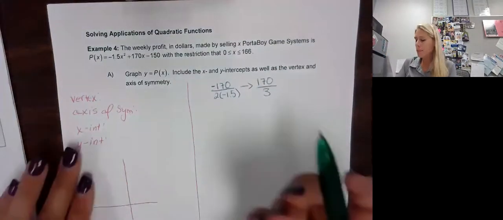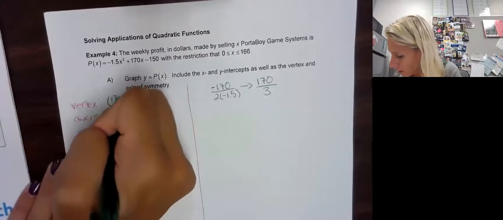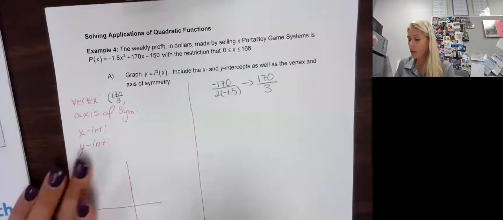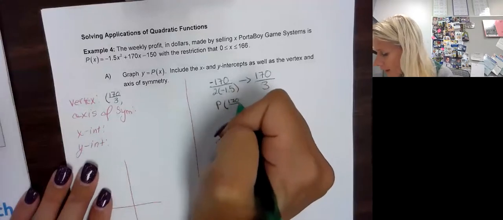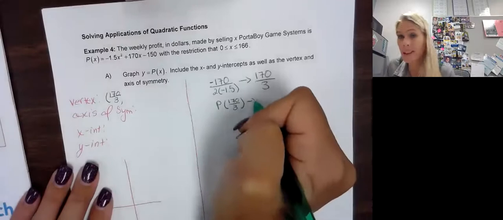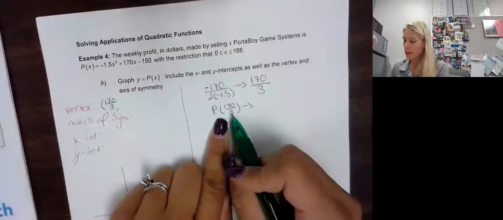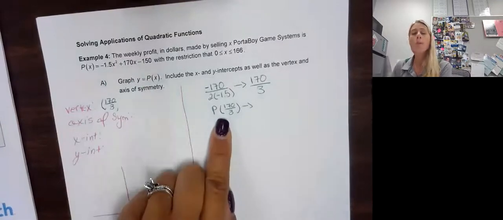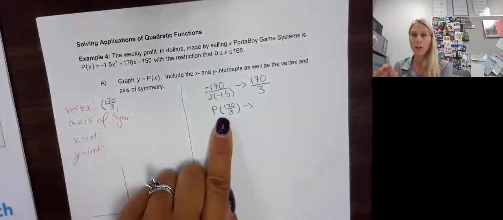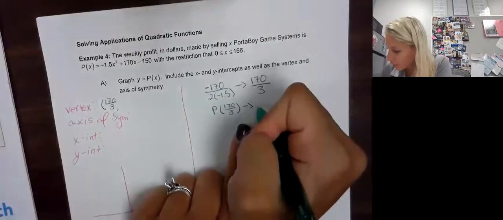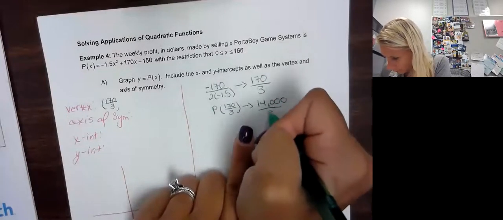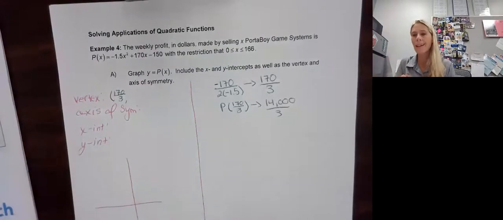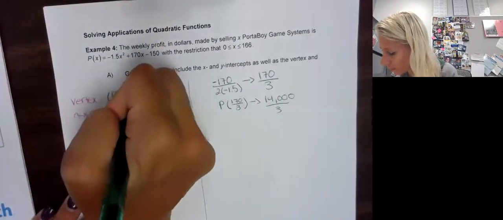Not to mention, this is the x value, and to find the y value, I have to plug in. It's easier to use the fraction than the repeating decimal because you might be estimating. So when you plug in 170 over 3 for each of your x's, do not forget to put parentheses around the fraction itself. Pause the video, try it out, and hopefully you come out with this answer of 14,000 over 3. Make sure that you're plugging it in the calculator correctly and ask me questions if you cannot get that answer.